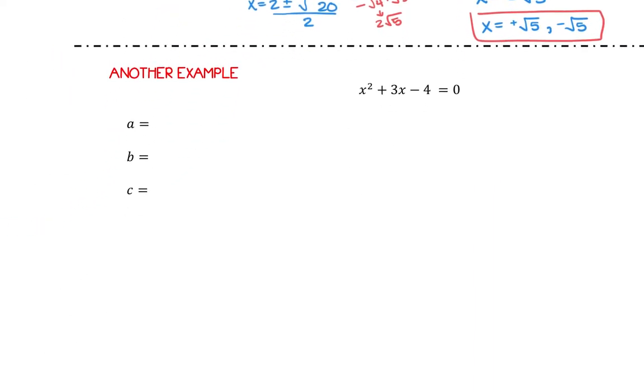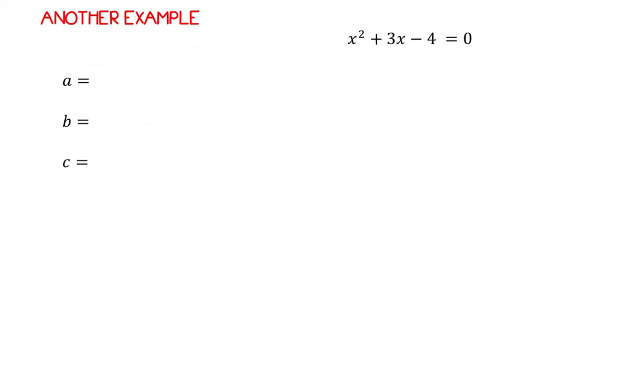All right, now we are going to go ahead and move on to the second example. We have x squared plus 3x minus 4. So again, label that A, B, and C. We're going to go ahead and put those over on the left-hand side. So my A is 1, my B is 3, my C is negative 4.